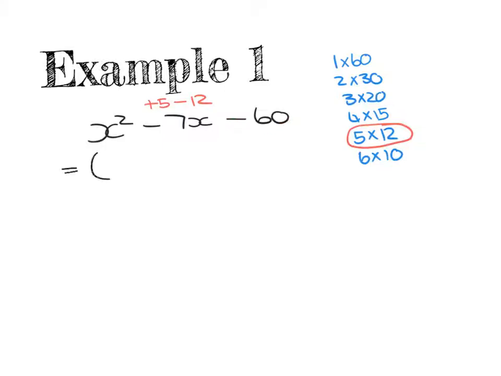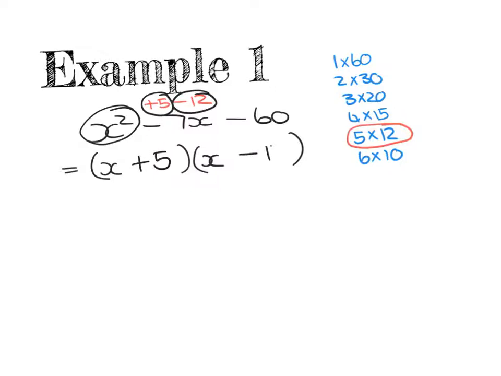So what I do is I put it into the two brackets. I take this x squared and I put one of them in each bracket, because if you look at this now, it's x times x is x squared. You take the positive 5 and you put it in here, and you take the negative 12 and you put it in there. Now this is your answer, you finish.